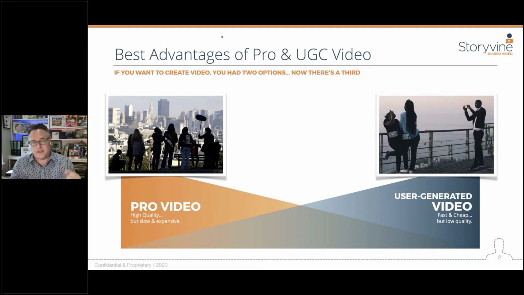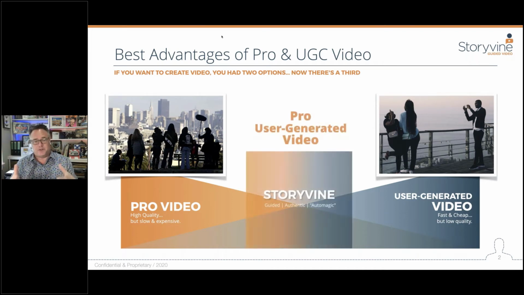What you ideally need is something that can give you professional video, but give you the nimbleness and the flexibility of user-generated video. And that's what Storyvine is. We call it pro user-generated video. And the way you can think of it is that we're building templates ahead of time. They've already been built. All you have to do is put your logo and your brand colors on them. And then the app guides you to do everything.